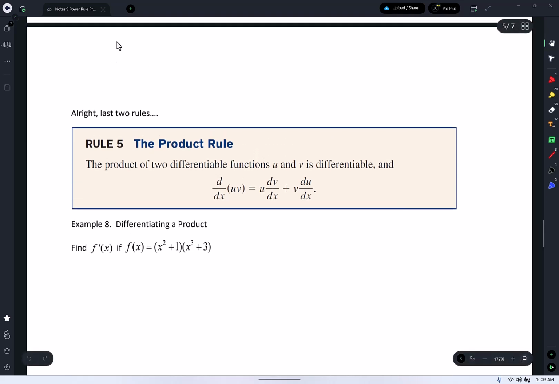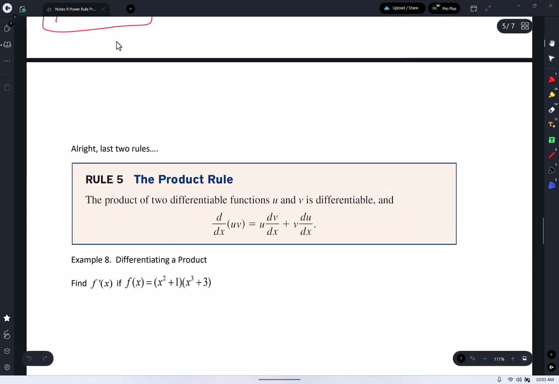We're pretty good at power rule. Now we just got to talk about two other rules. We're going to talk about product and quotient, and we're going to talk about them at the same time. And then we will do practice on Delta, and then we will do more practice tomorrow as a circuit. And then hopefully by Friday we are pros.